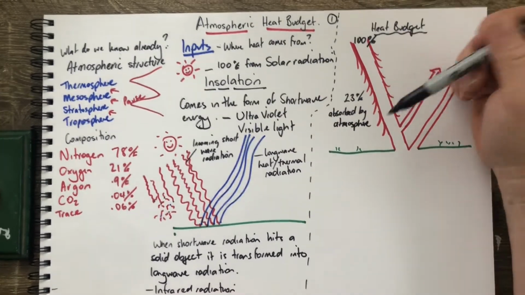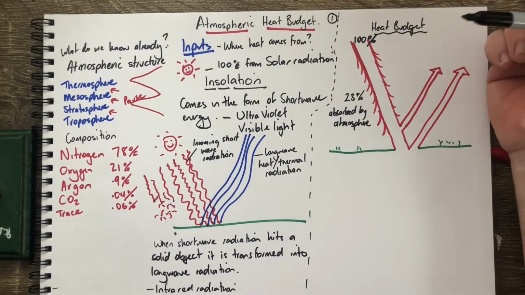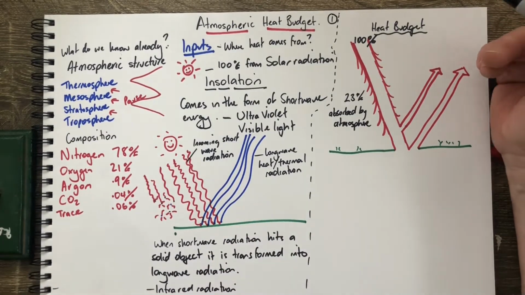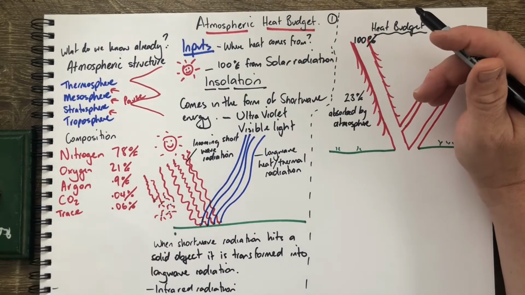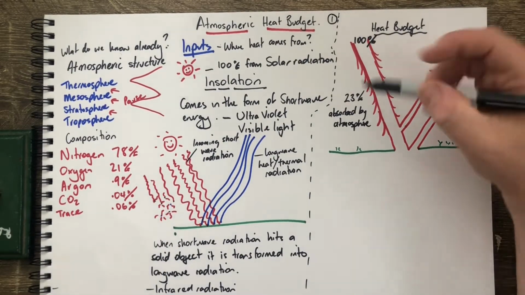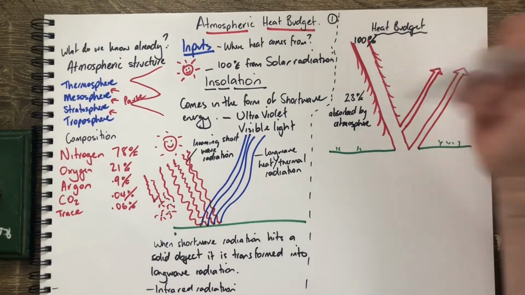So we know that the atmosphere is made of particles. There are lots of different things in the atmosphere. There's atmospheric dust, there's salt, there's clay particles, there's water droplets. They can all absorb water. So there's 23%.